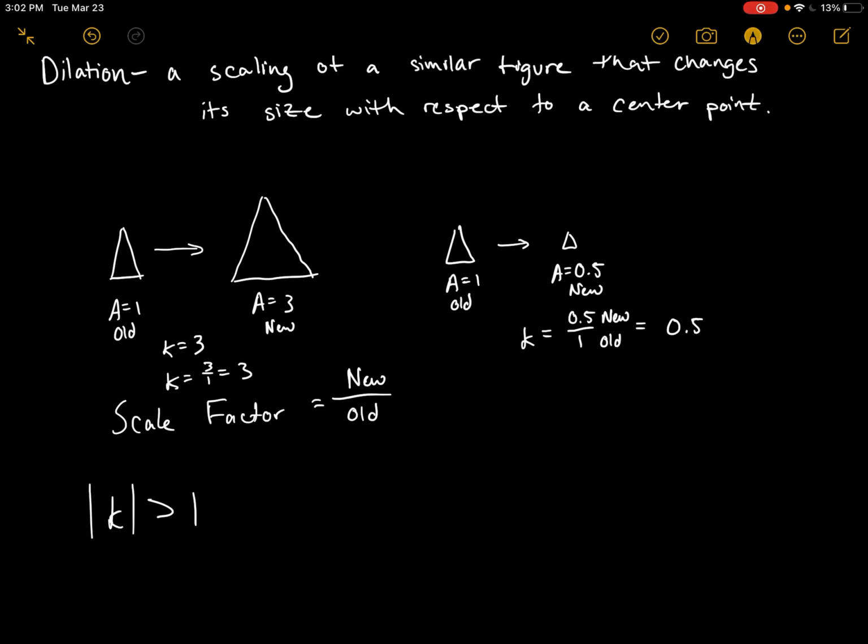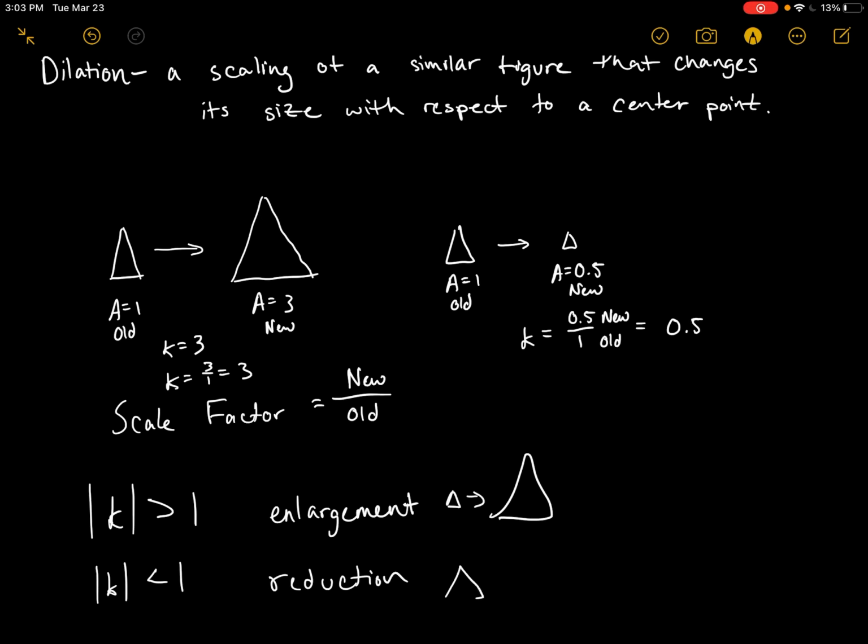So a point to clarify here is that if your k value, the absolute value of it, is greater than 1, it's getting larger. Or we actually call that, technically speaking, and you'll see this on the state test, they're going to call it an enlargement. If your k value, the absolute value of it, is less than 1, so it's like some sort of decimal, we call that a reduction.